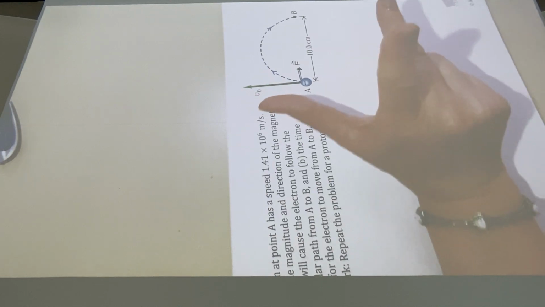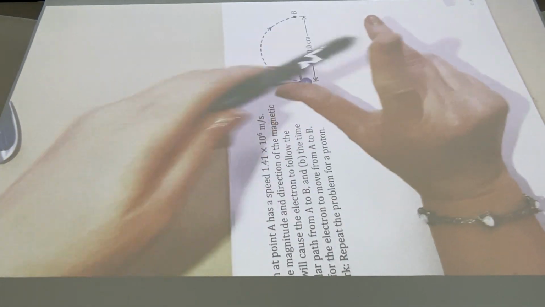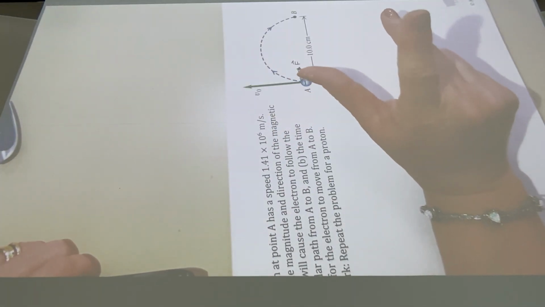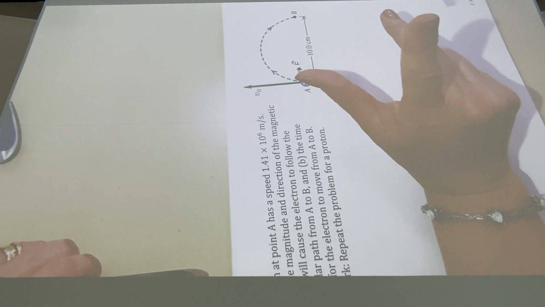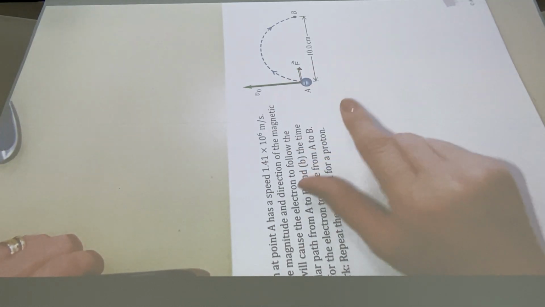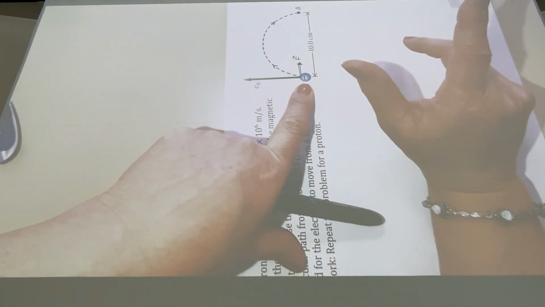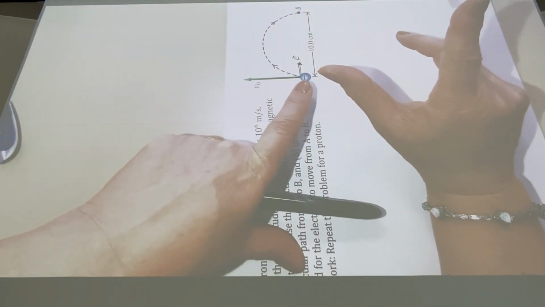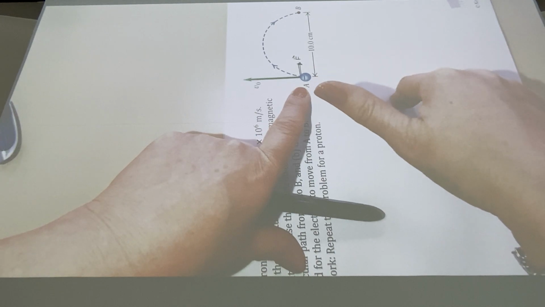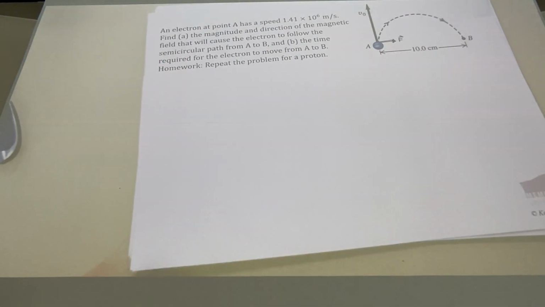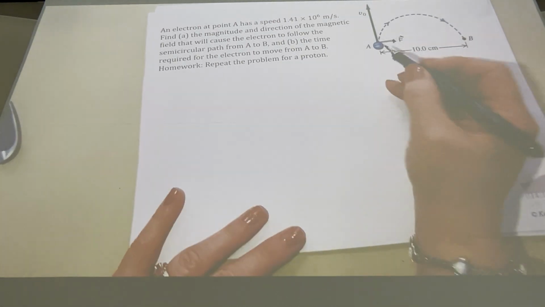So my V goes this way, my F goes this way. I ask what my index finger is doing. My index finger is B. It's pointing towards the ceiling. So your first thought might be that B has to point out of the page. Then you have to remember that your right hand rule applies to a positive charge. My charge is negative, so B must be into the page. Okay, so to get this force, you have to have a B into the page.